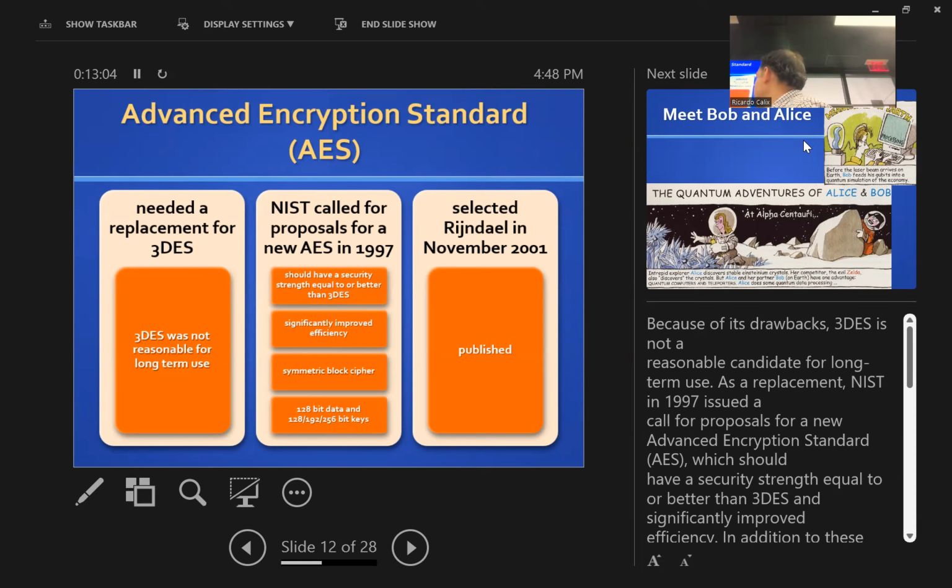What they wanted was a symmetric block cipher. So this tells you a lot, right? Already you know the type of algorithm they're looking for. It should be significantly more efficient, with a security strength equal to or better than triple DES. And they wanted keys that were bigger, basically. As you have more computing power, that becomes possible. In the end, they selected Rijndael in around November 2001. So this is how this works, basically.